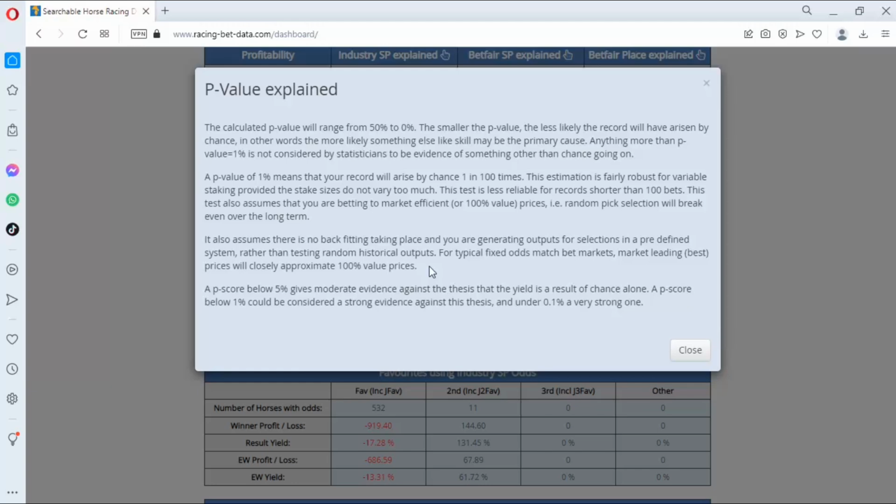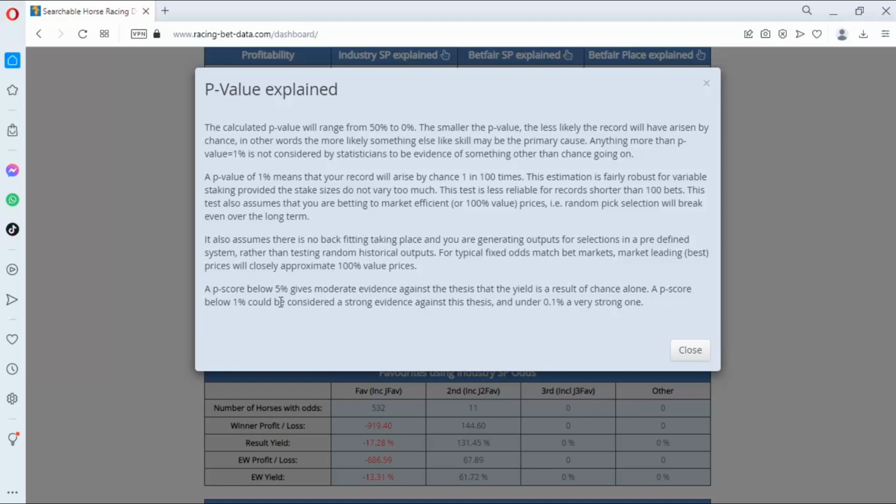Obviously, if it's 1 a day, 7 a week, then it will take longer than something that's generating 40 picks a day, or you know, a couple of hundred a week. Your time period for monitoring will be less. For fixed odds match bet markets, taking the best leading prices will closely approximate 100% value. So we've spoken about that already.